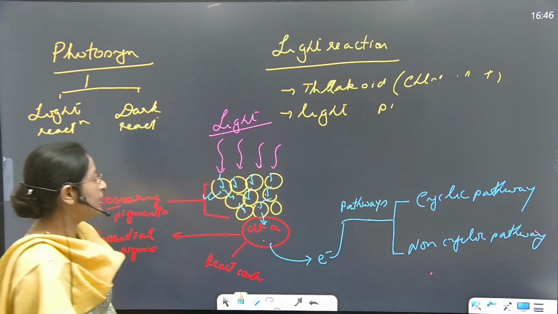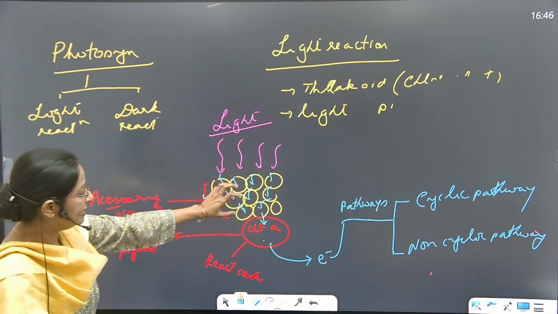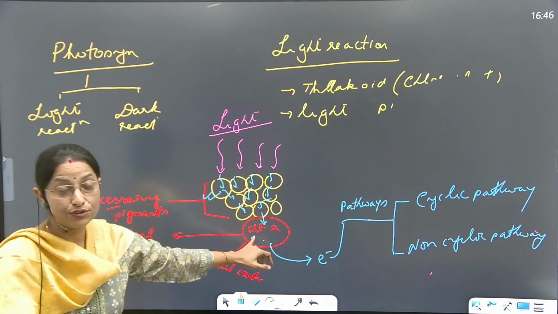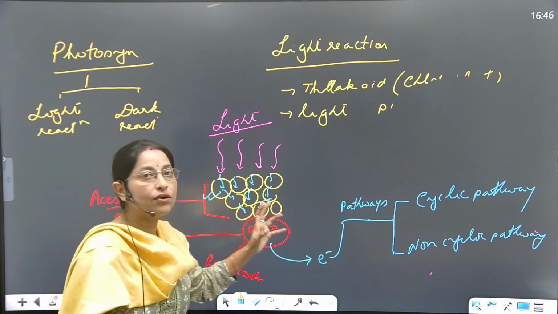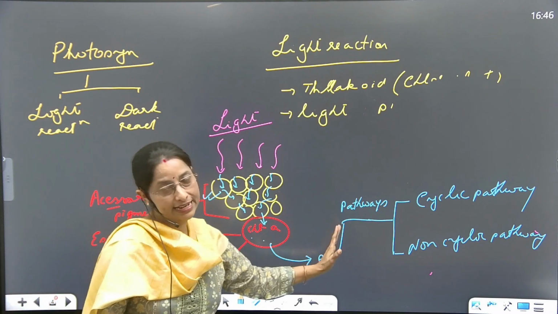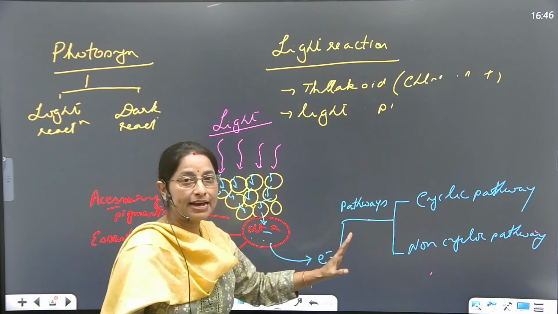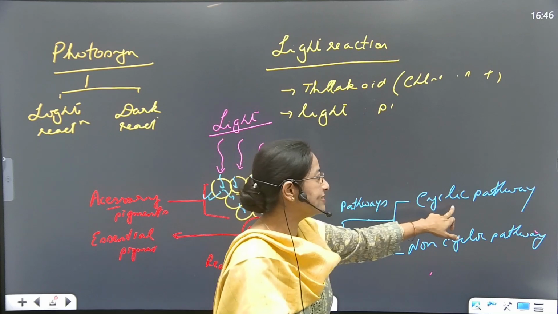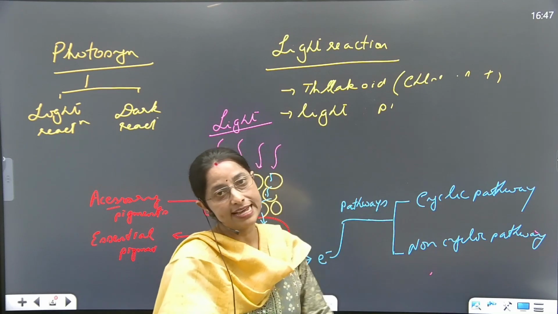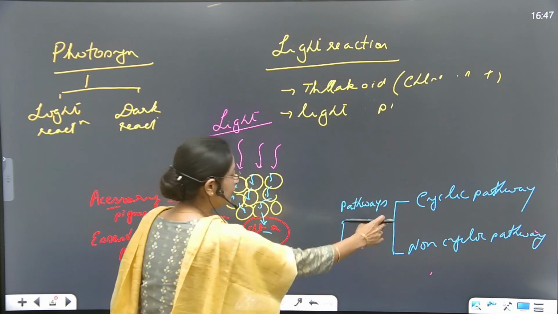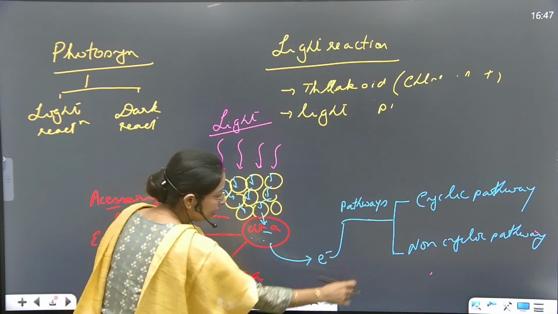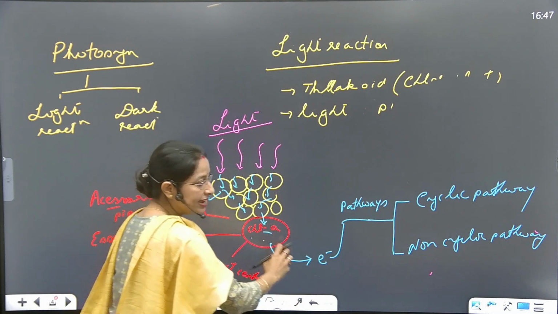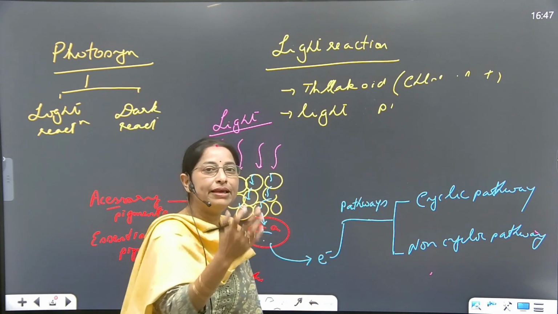So coming back to this, light has been accepted by the chlorophyll, photosynthetic pigments. Photosynthetic pigments have transferred the light to chlorophyll A. Chlorophyll A, once it got excited, has ejected electrons, and these electrons that have come out would be following two pathways. It has a choice: either it will undergo the cyclic pathway or it will undergo the non-cyclic.